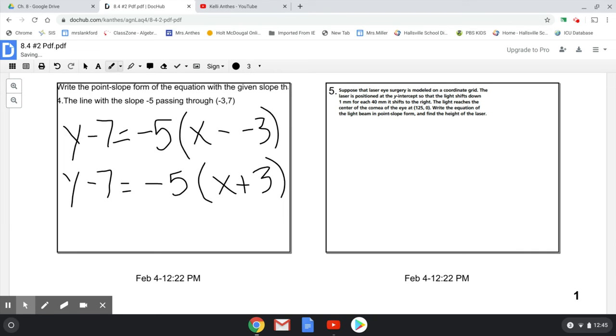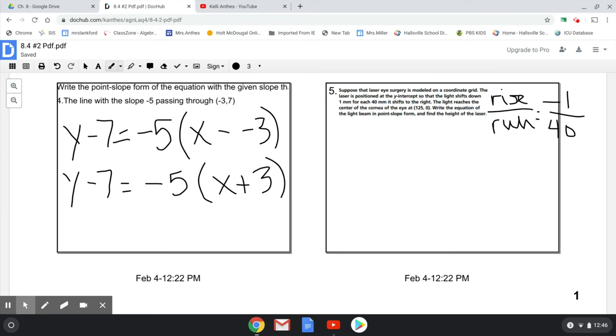Okay, number 5. Suppose that a laser eye surgery is modeled on a coordinate grid, like a graph. The laser is positioned at the y-intercept so that the light shifts down 1 millimeter for every 40 millimeters it shifts to the right. Okay, so that just gave you a slope. Notice it said down and right. So that would be like rise over run. So if it's going down, remember it has to be negative. So negative, it said it went down 1 millimeter. Right would be positive, and it said it went right 40 millimeters.